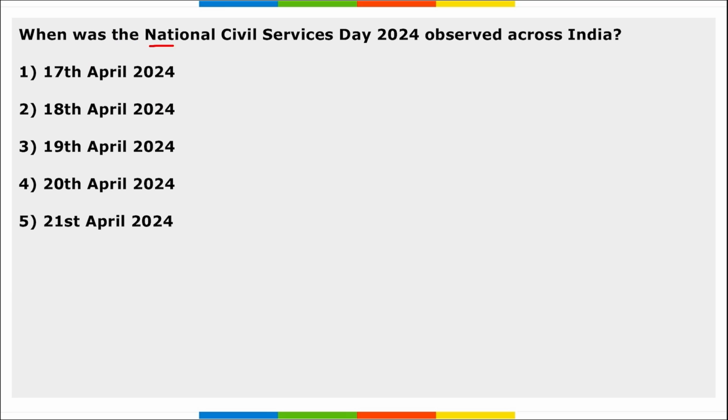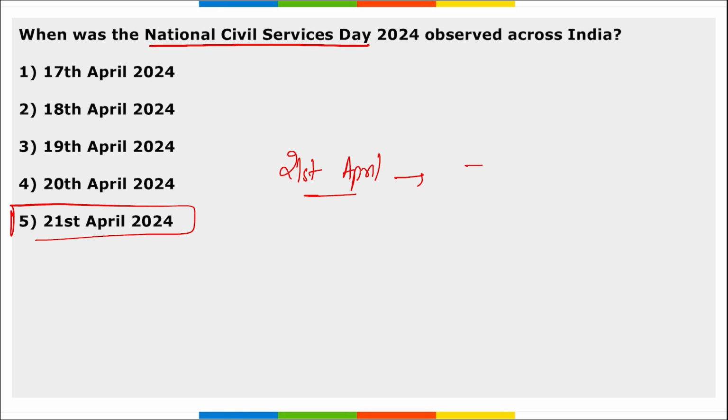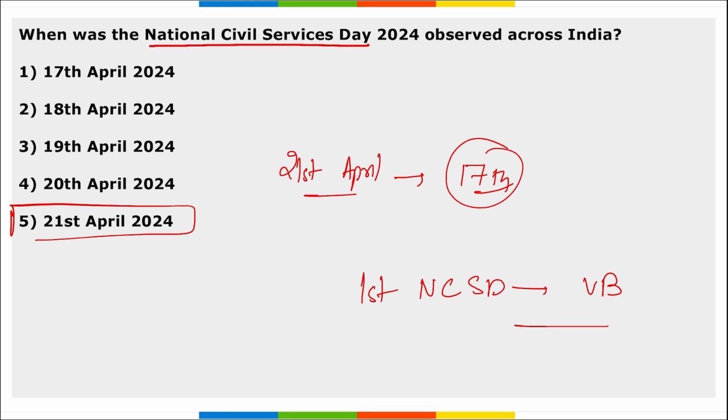Next, when was National Civil Services Day observed across India? So this day is observed on 21st of April to recognize and acknowledge the crucial role that civil servants play in the national development. And on 21st of April 2024, it marks the 17th observance of the National Civil Services Day. The first National Civil Services Day was held in Vigyan Bhavan on 21st of April in 2006.